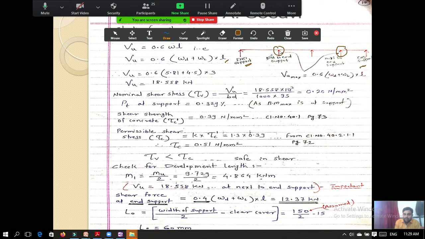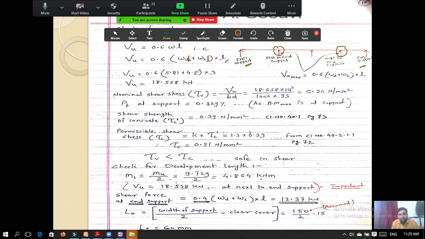These are your end supports. This is the sample diagram which I have shown in the IS code, and now it is our actual diagram. So now Vu is equal to 0.6 times dead load plus live load into L. I have just multiplied this L inside, so it will be WD into L and WL into L, and the coefficient is 0.6 for this and 0.6 for this also.